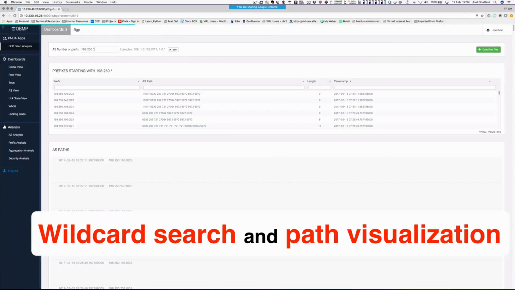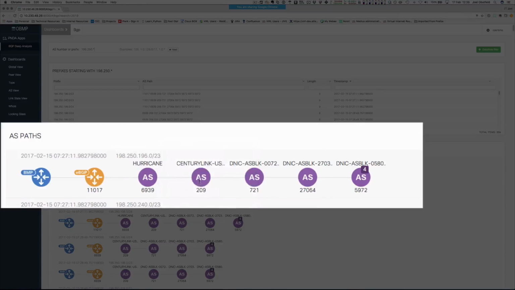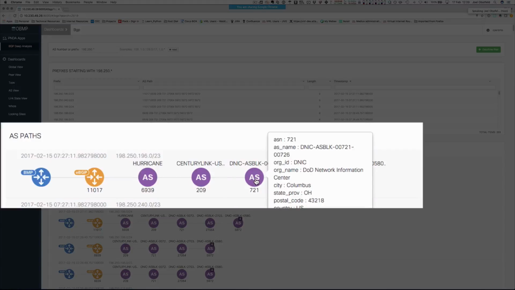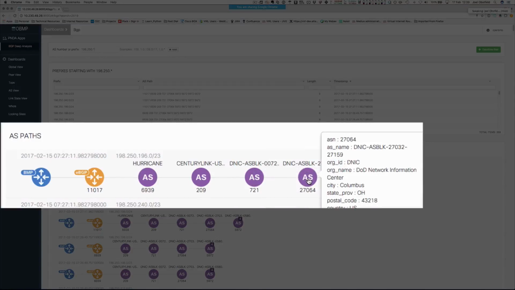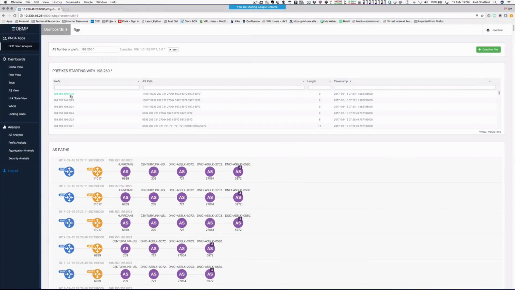In this view, we're now looking for a particular prefix using a wildcard search to show all of the paths that are being observed for this particular pattern. So here we can see a particular AS path, including an AS which is being padded.